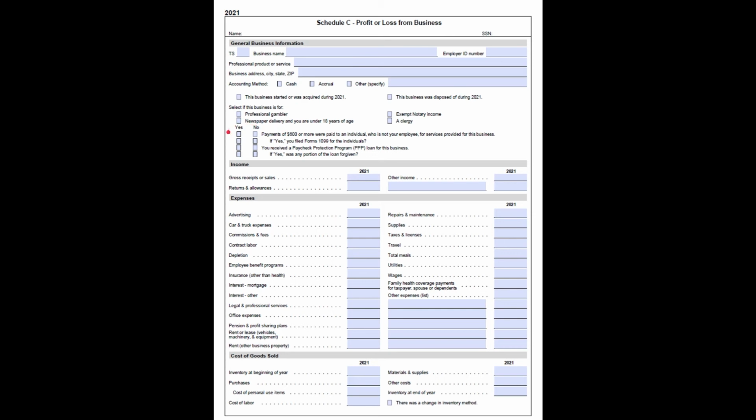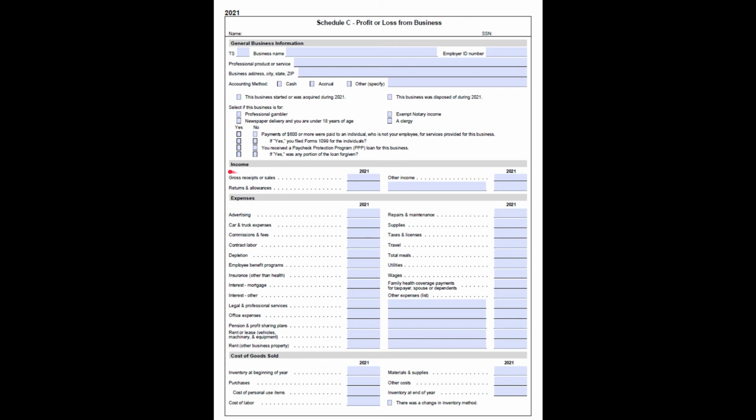This area is going to address any 1099 requirements, so payments of $600 or more paid to an individual. If you were required to file the Form 1099, this is self-reporting that yes, you did have those, or no, you didn't, and yes, you did report, or you did not. And this is self-reporting as it relates to if you received any funds from the Paycheck Protection Program under this business activity. And the rest is actually going to be pretty self-explanatory.